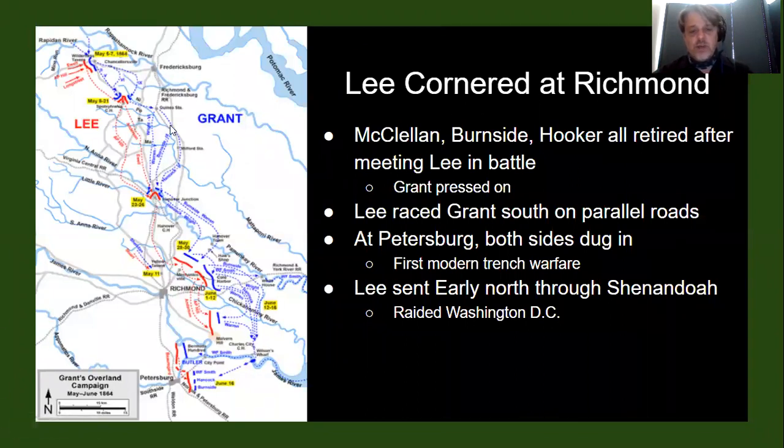So Lee gets cornered at Richmond, and McClellan, Burnside, Hooker, they all retire after meeting Lee in battle. What that means is every general who came face to face with General Lee in battle ended up quitting afterwards, quitting or getting fired. However, Grant, he continued. He met and lost and just kept pressing Lee.